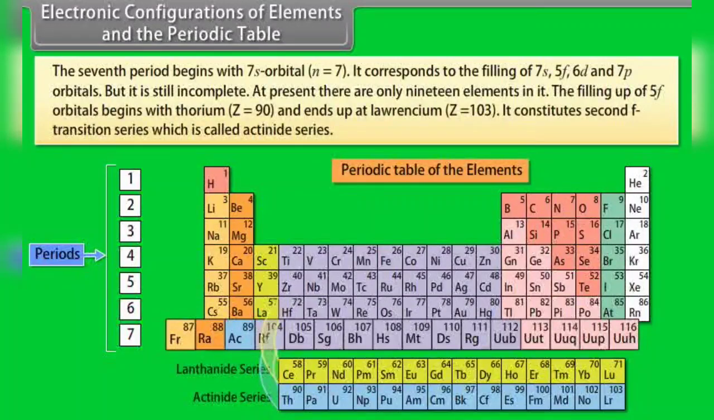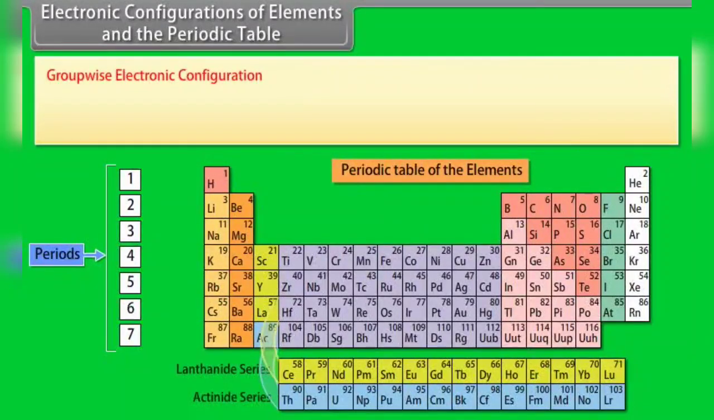The seventh period begins with 7s orbital, that is, n equals 7. It corresponds to the filling of 7s, 5f, 6d, and 7p orbitals, but it is still incomplete. At present, there are only 19 elements in it. The filling up of 5f orbitals begins with thorium, atomic number 90, and ends at lawrencium, atomic number 103. It constitutes the second f transition series, which is called the actinide series.